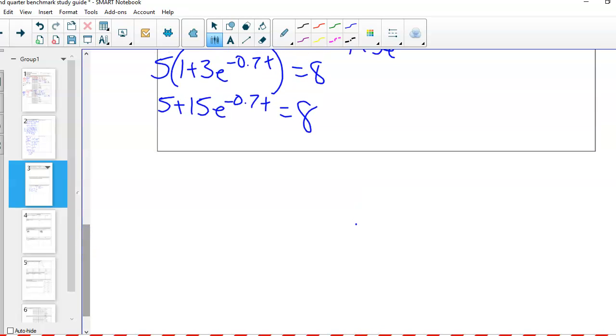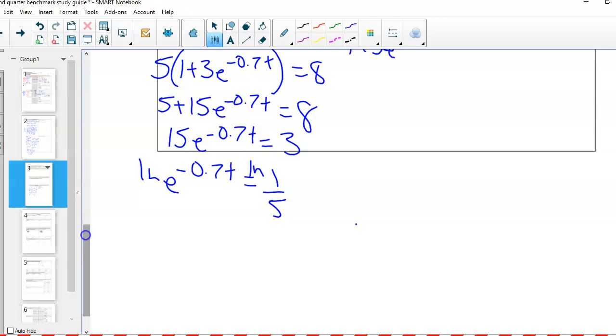We're still trying to get t by itself, so get everything away from t. And divide by 15. I divided by 15. Okay. After this, we have to get rid of e. How do we get rid of e? Oh, by taking the ln of both sides. Yes! Gosh, we're going to have a calculator, right?